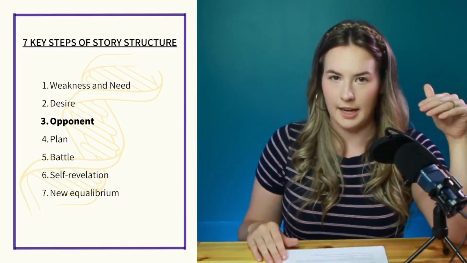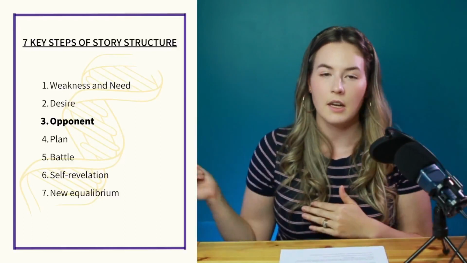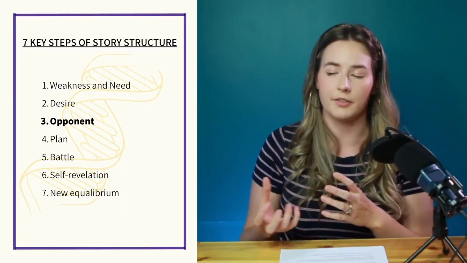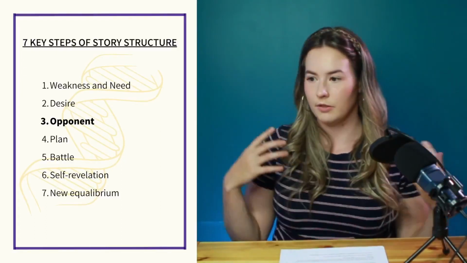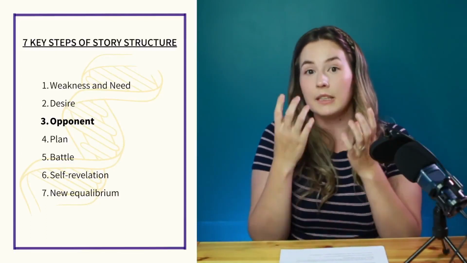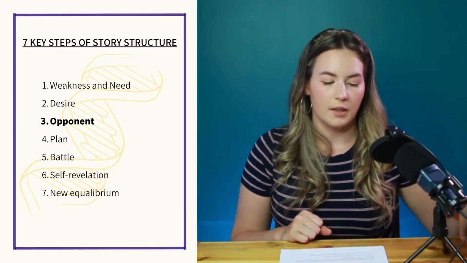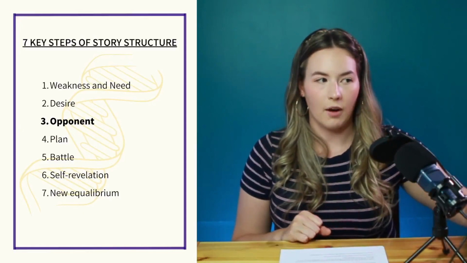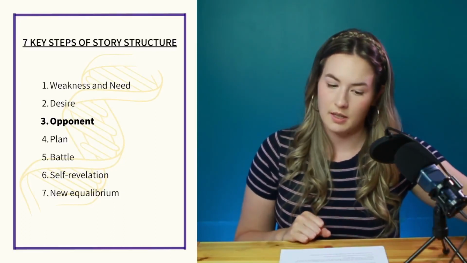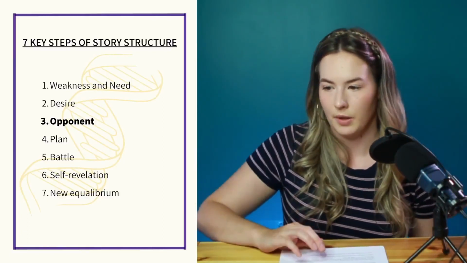And then there's plan, which is how they plan to achieve their desire. Battle is where the protagonist and antagonist go back and forth and they fight, and then it leads to the ultimate battle at the end that's going to decide the conflict for good. Self-revelation, this is what we think of as the dark moment, the change when the hero realizes the effects that the weakness was having, the immoral or unsuccessful actions that he was taking because of his weakness, why it wasn't working and what he needs to change. That's a self-revelation. And then at the end is the new equilibrium.